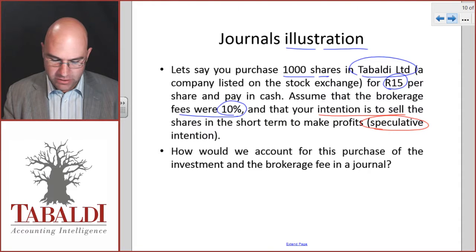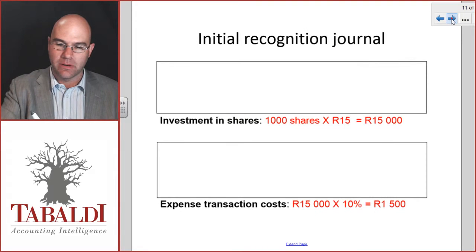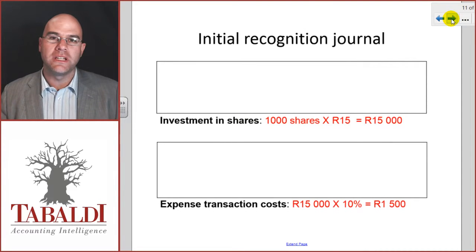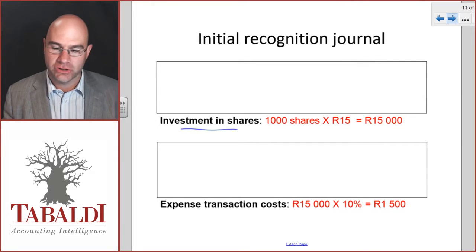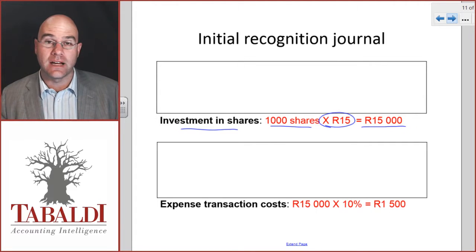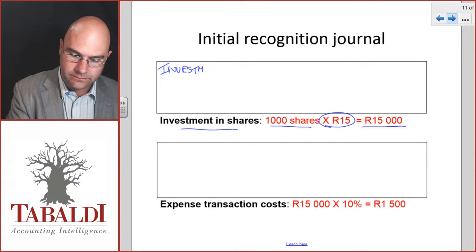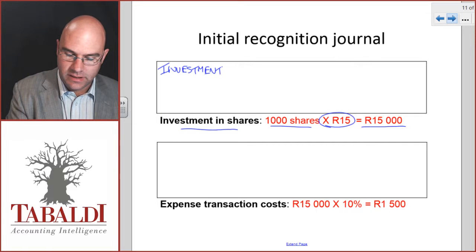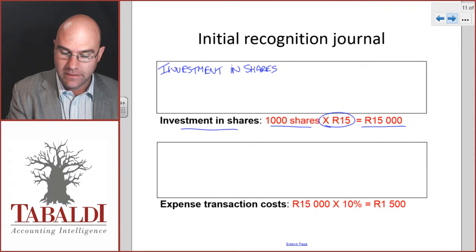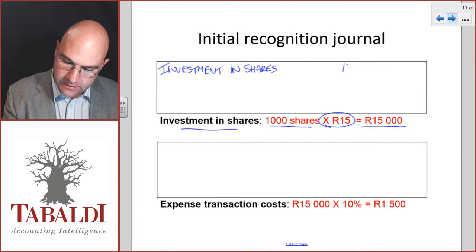How would we account for this purchase of the investment and the brokerage fee in the journal? So let's do this step by step. I'll do it slowly with you. Day one, we need to account for the investment in the actual shares. Remember, this is 1,000 shares times 15 Rand, which gives us 15,000 Rand. And there we're going to debit, do this with me please, investment in shares. I'm going to run out of space, so I'm going to have to use a bit of shorthand. I'm going to debit investments in shares, and that is for 15,000.